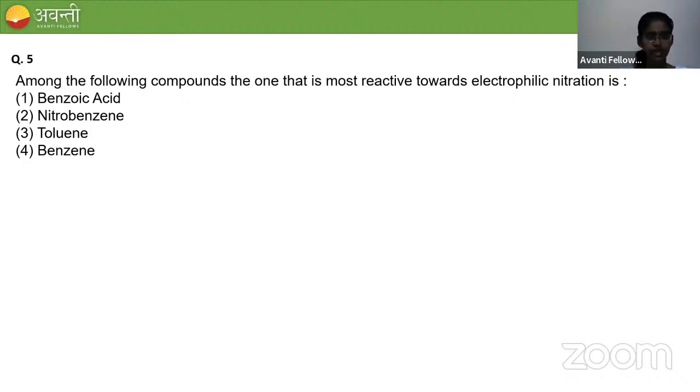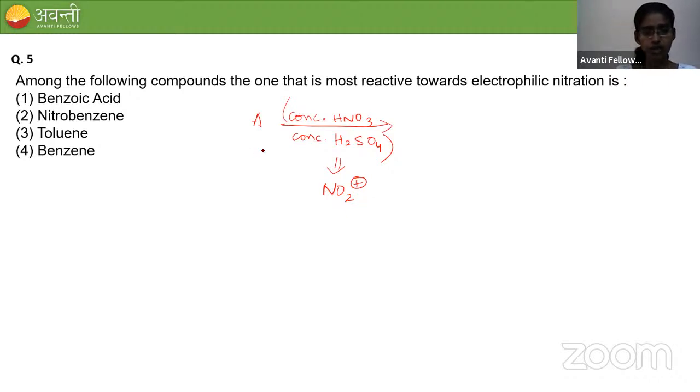For electrophilic nitration, what is nitration first of all? Compound A will be there, an aromatic compound will be there. Nitration, who are the nitrating mixtures? It is concentrated HNO3 and concentrated H2SO4, right? So this is the nitrating mixture. And from this, we'll get an electrophile, which is called as NO2 plus. This is the electrophile that is getting generated from this nitrating mixture. And this electrophile will go and substitute one of the options given here.